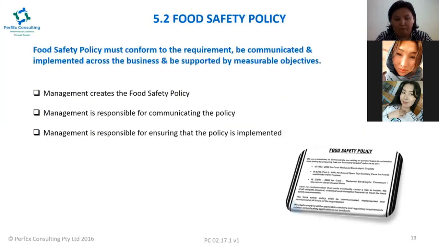A food safety policy must conform to the requirements, and be communicated and implemented across the business. It must be supported by a measurable objective. Management is responsible for creating the food safety policy, communicating the policy, and ensuring the policy is implemented.